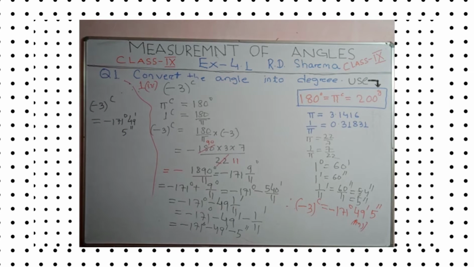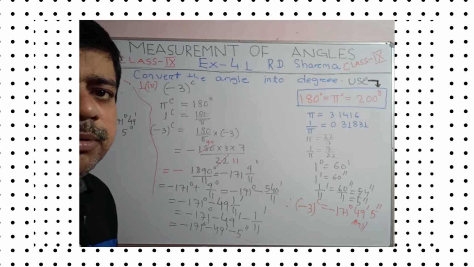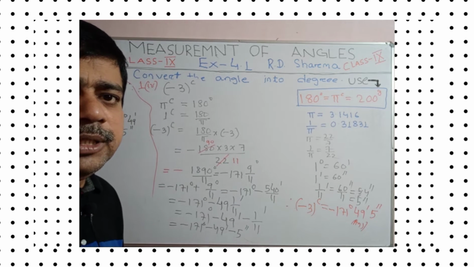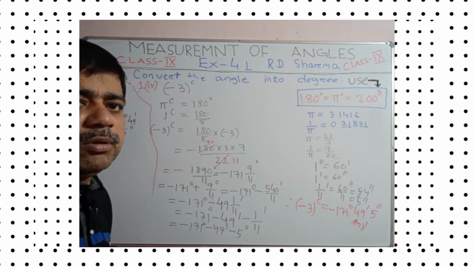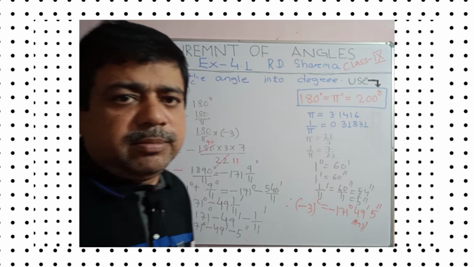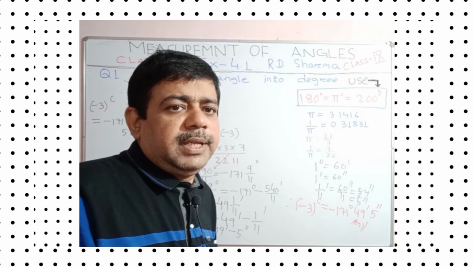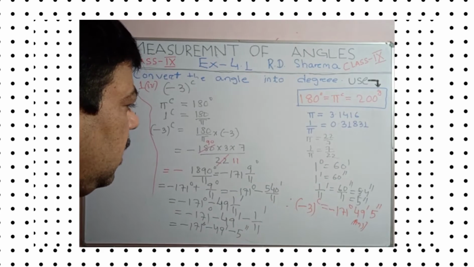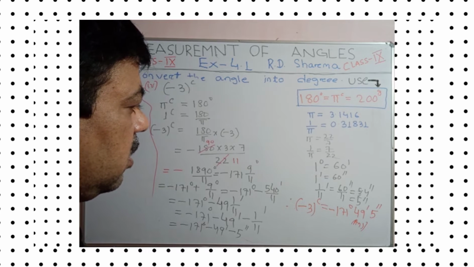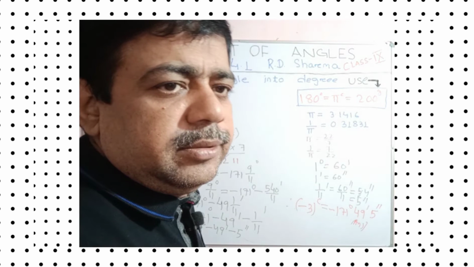These are the basic concepts of conversion from one system of unit to another, and how to convert an angle from one system of measurement into another system. So you understood now: minus 3 radian is equal to minus 171 degree, 49 minute and 5 second. Is it clear?